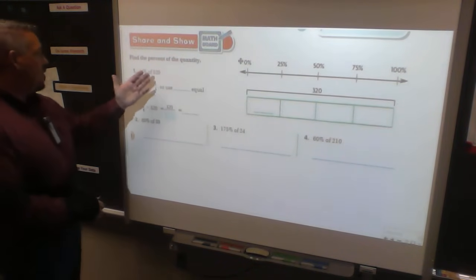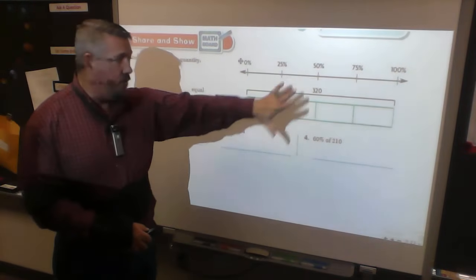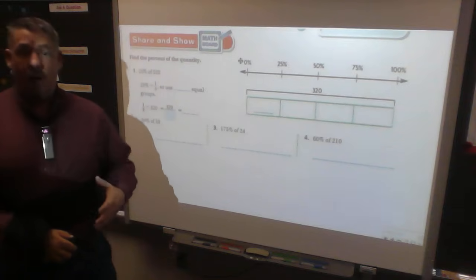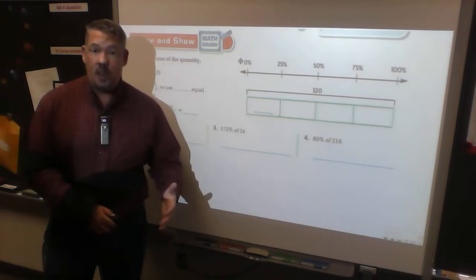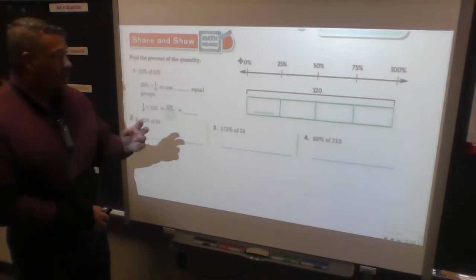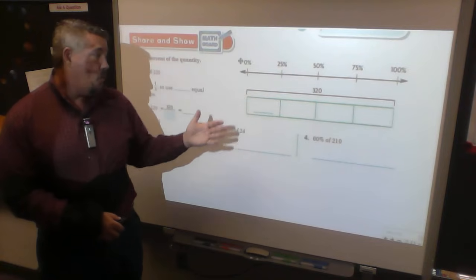All right, so the first one says, find the percent of the quantity. Now, there are going to be times that they just give you these boxes, and you have to figure out what these boxes are saying. And if that's the case, like on NWEA, which is coming up here real soon for our second time, or the I Learned, you just have to be able to do that.